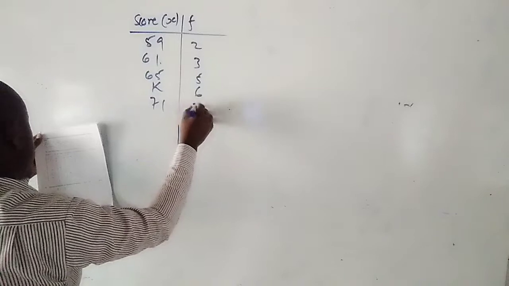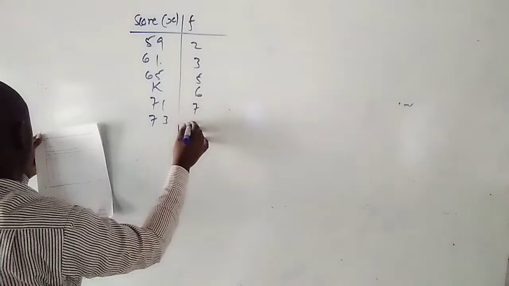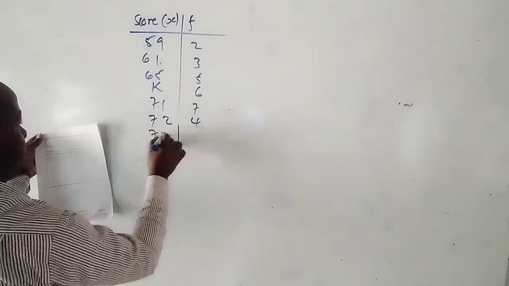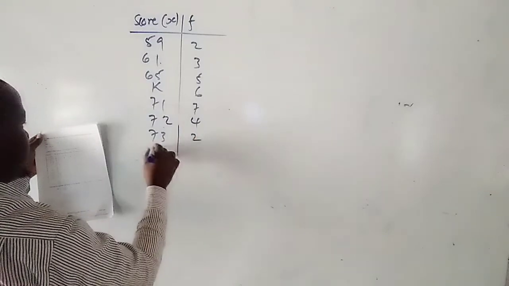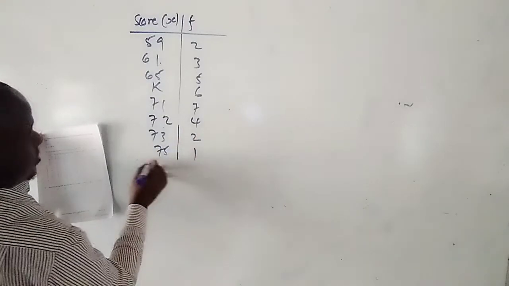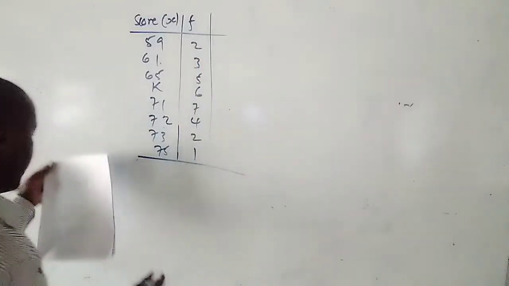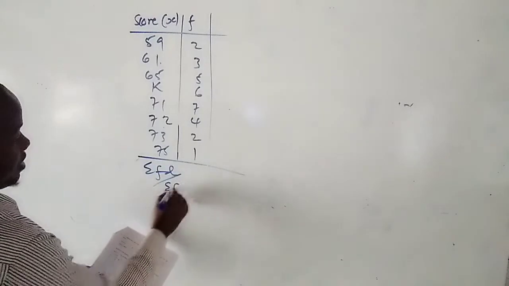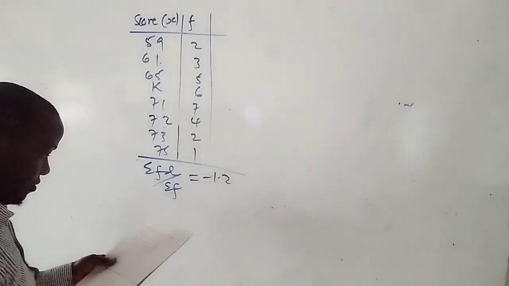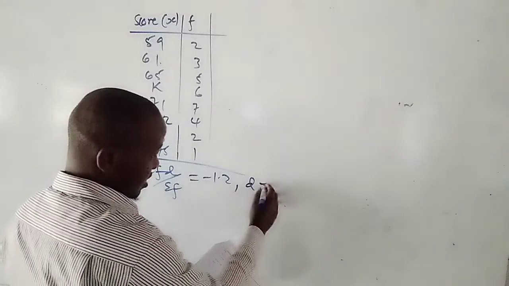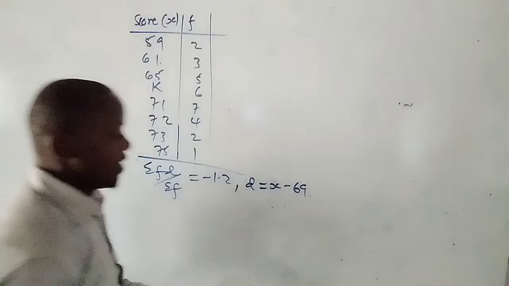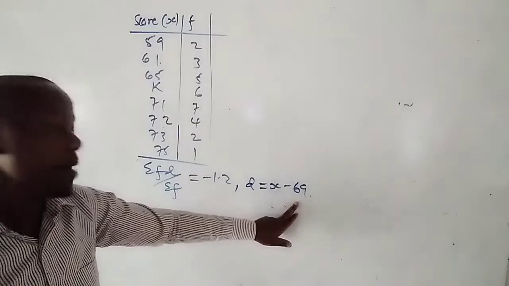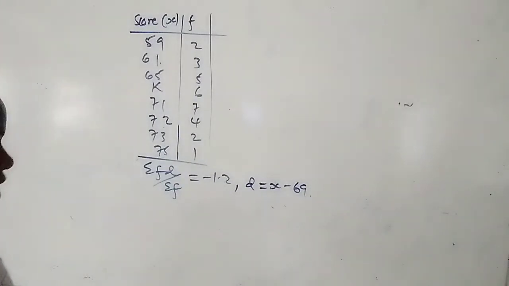71, 7 students; 72, 4 students; 73, 2 students; 75, 1 student. So we are told that the sum of FD all over the sum of F is negative 1.2, and D is equal to x minus 69. The deviation of the score from 69, whereby 69 is an assumed mean in this case.